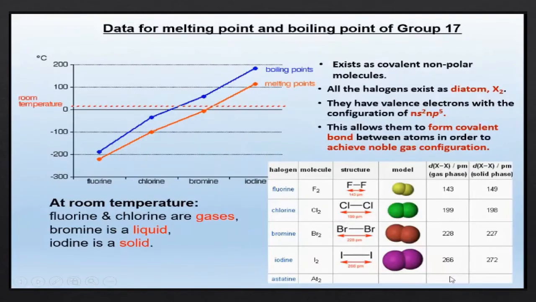Okay, this is for group 17. Boiling point increases, melting point increases when going down the group. Always remember, group 17 exists as diatomic molecules, because the valence electron configuration is ns2 np5. If you want to achieve the noble gas configuration, they have to share electrons. So fluorine shares one to form one bond. So this is a covalent bond, in order to achieve noble gas configuration. Alert: fluorine and chlorine are gases at room temperature, bromine is liquid, and iodine is solid.